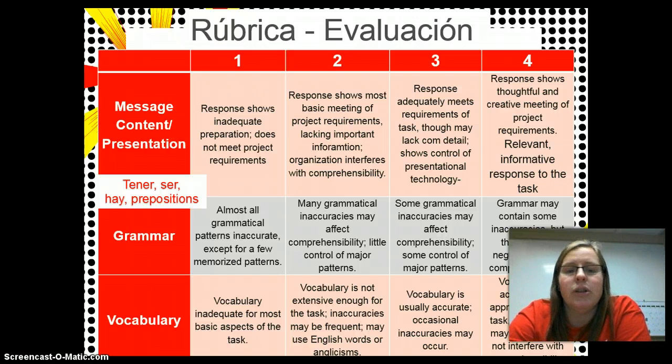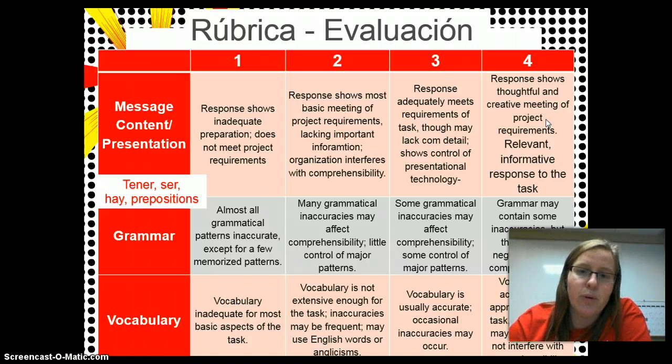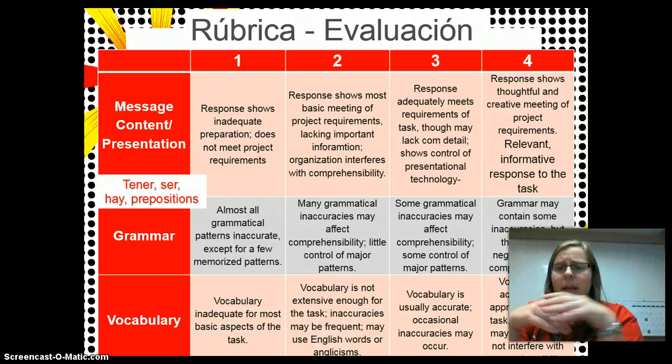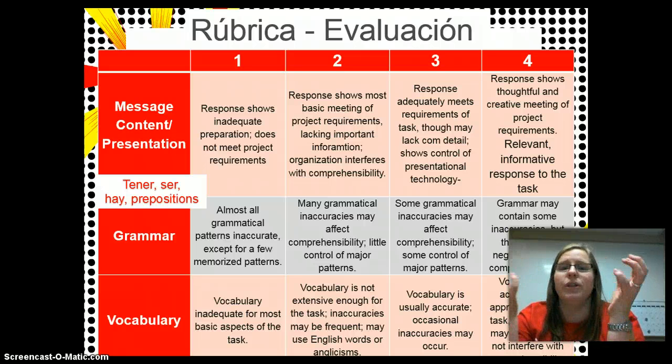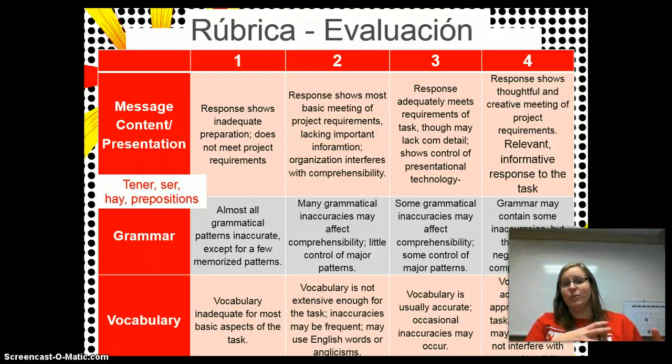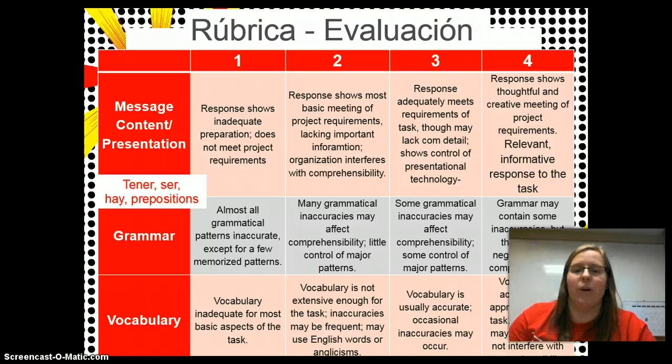All right, let's look at the rubric. So message, content, and presentation, that's that first category. If you want a 4 out of 4, this is where 12 points goes in your quiz project grade. You need to show thoughtful and creative meeting of the project requirements. So you need to meet the requirements, and it needs to be thoughtful and intentional, okay? The information on there should be relevant, informative, and it should respond to the task. If I'm asking you to use specific things, which I am, you should use those things, okay?